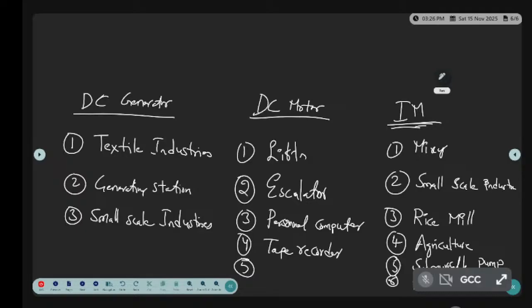Right, we'll move to the next topic. So my patience is over. Next topic. Measuring instruments. Okay.